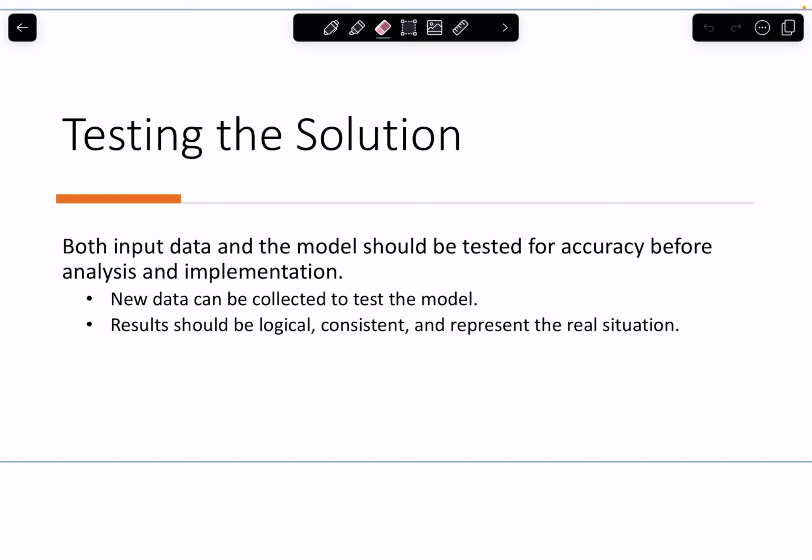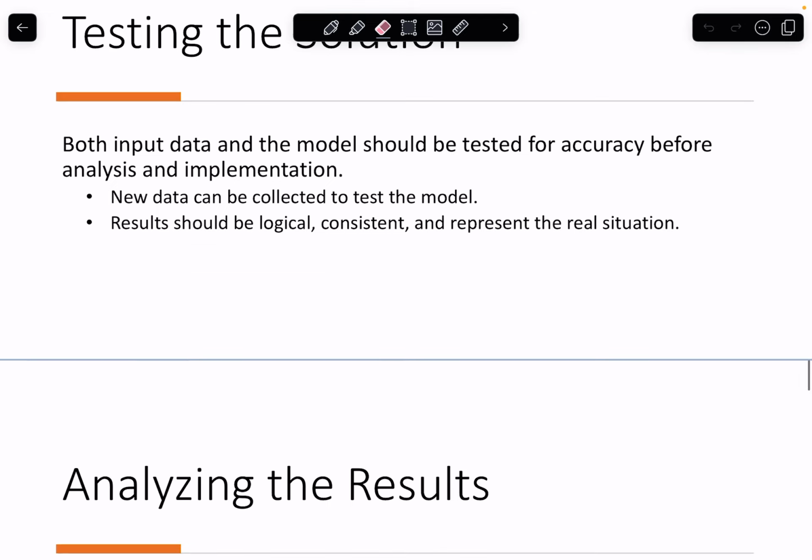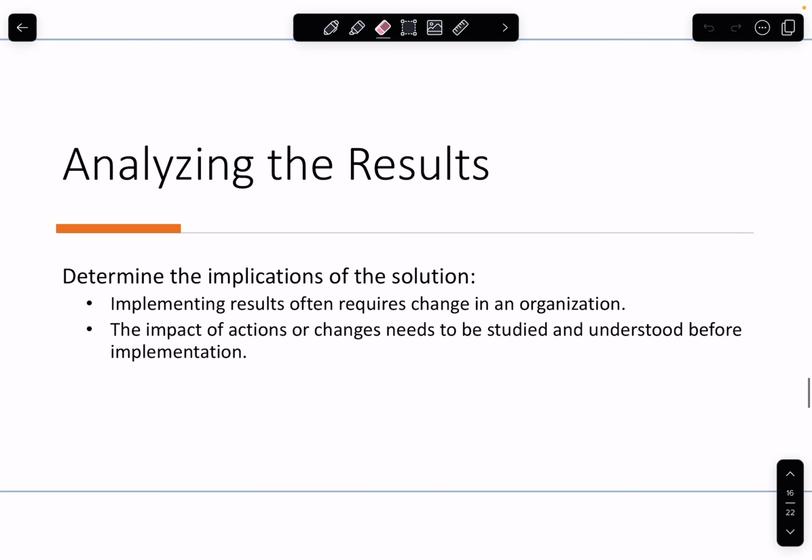New data can be collected to test the model. Once we were able to develop the model, we are going to test it based on new data, to see whether the model still holds true given those data. And results should be logical, consistent, and represent the real situation. Once we have tested the solution, we analyze the results and determine the implications of the solutions. Implementing results often requires change in organization, especially if our solution is in terms of manpower.